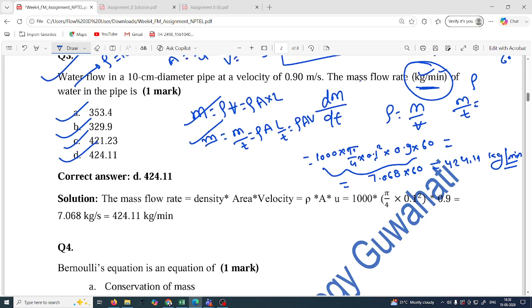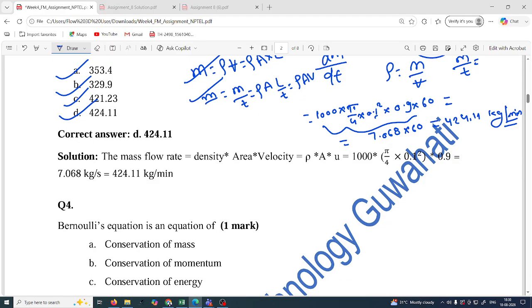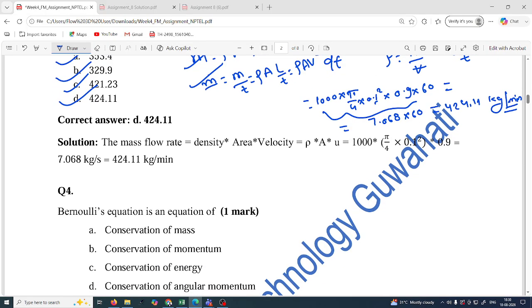Now let us move on to the next question, question number 4. Very easy question but important. Bernoulli's equation is an equation of conservation of mass, conservation of momentum, conservation of energy, conservation of angular momentum. So just think very carefully and try to write your answer in the chat box. Question number 4.